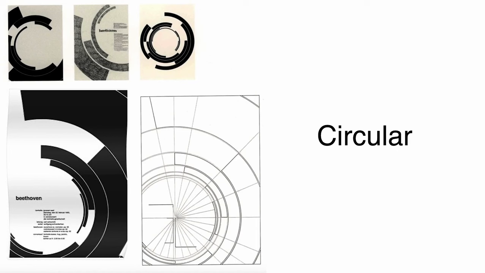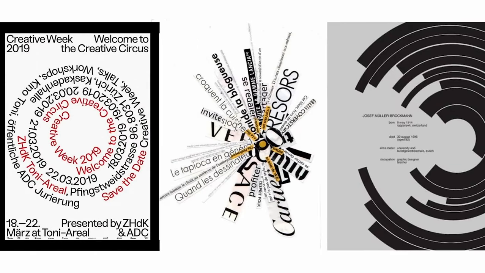Let's move ahead and explore the fascinating world of circular grids. Circular grids are all about embracing fluidity and harmony. They create a sense of unity and balance in design. In Swiss design, circular grids are often used to symbolize continuity, wholeness, and interconnectedness. Circular grids can be found in logos, corporate branding, and even in the design of publications like coffee table books.